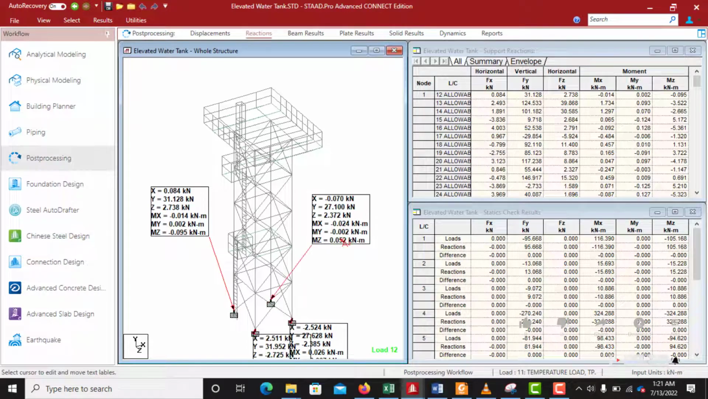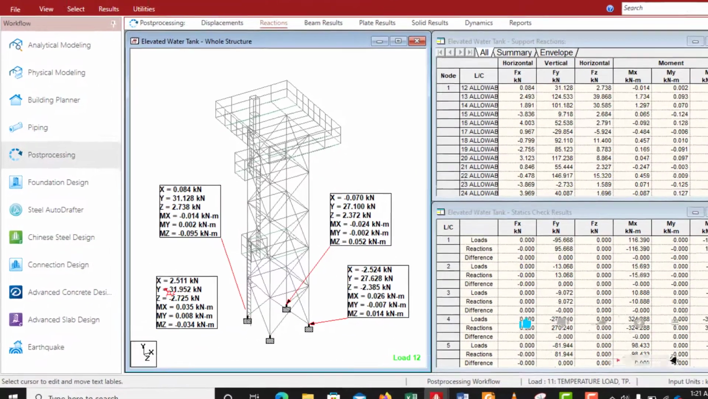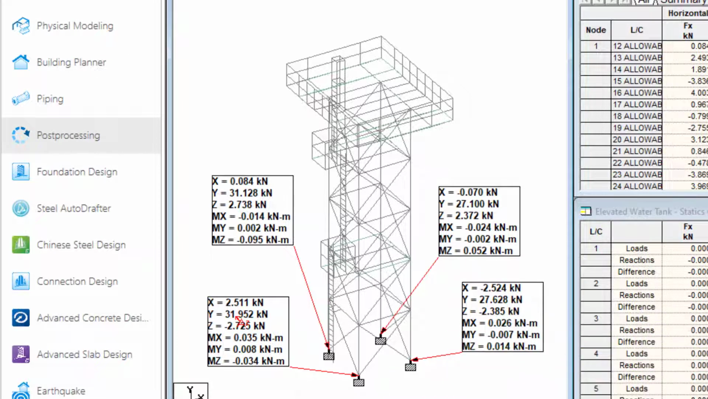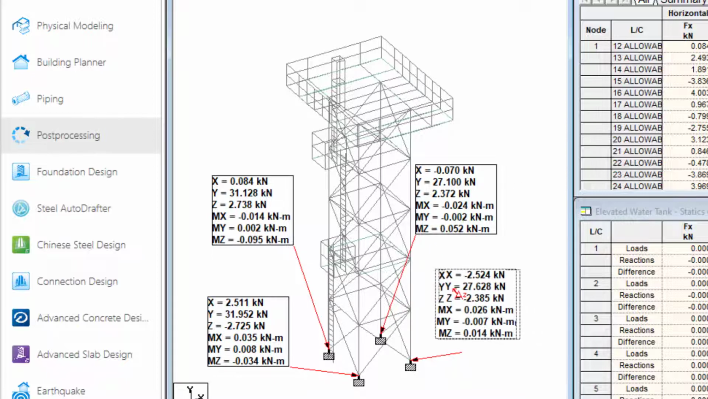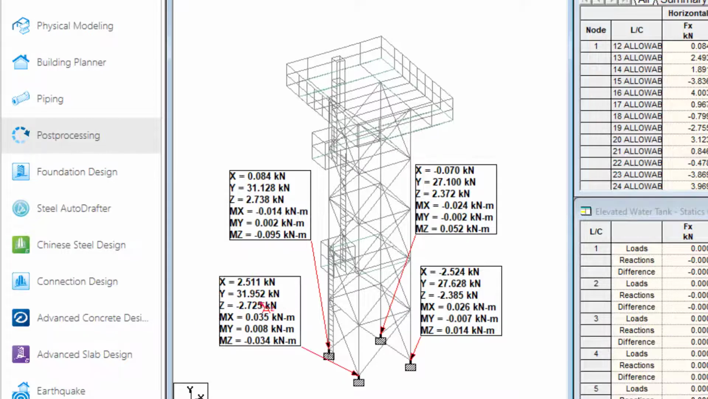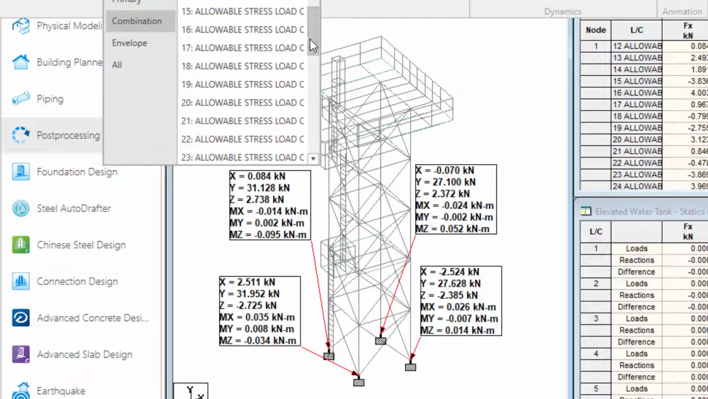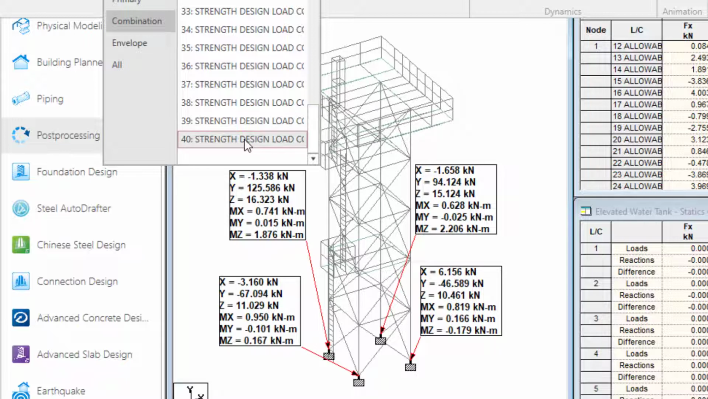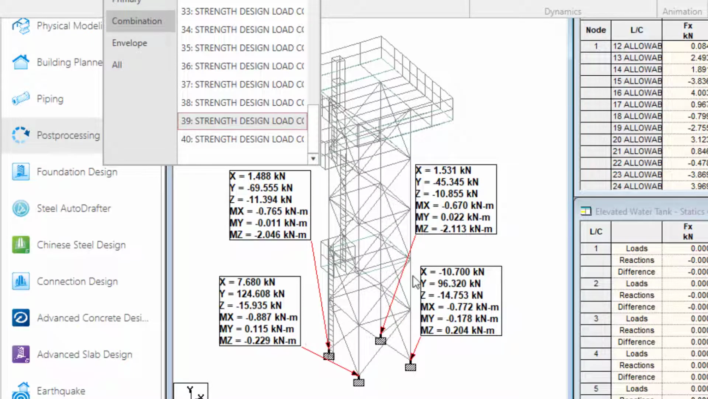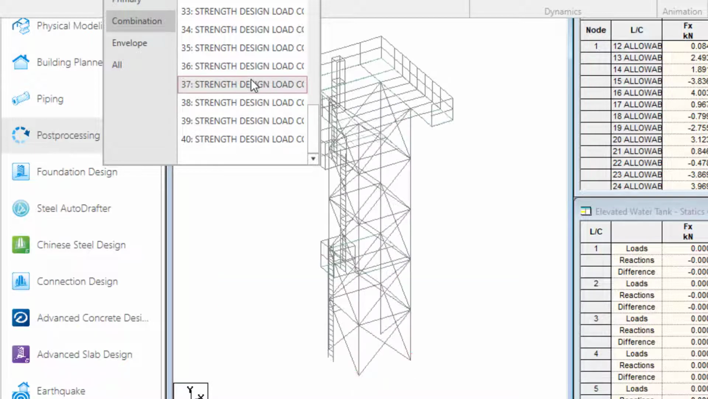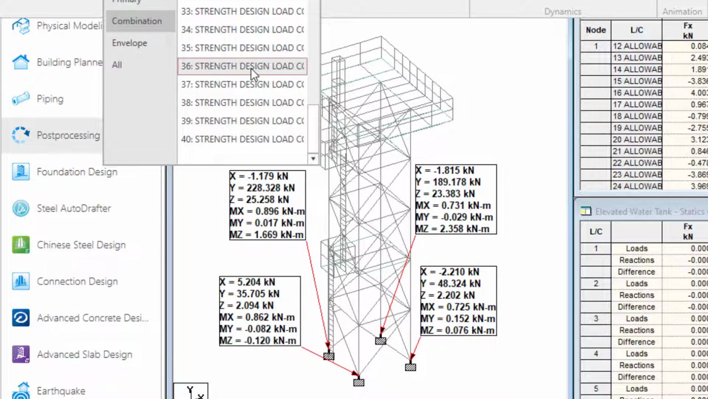It supports reaction. See under results, by check my load combinations, ultimate. You can see the loads, the X, Y, Z direction, the moments. From here, know the leg that has the maximum vertical force. I believe it should be this one.